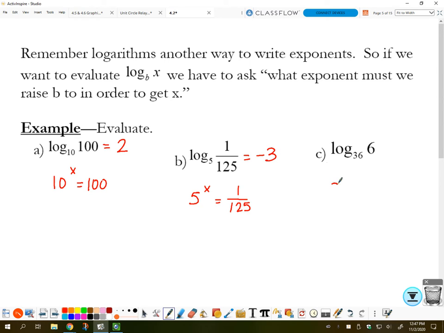Alright, for the last one, we're saying 36 to what power is 6? Well, the relationship there is you want to take the square root of 36 to get 6. And remember that square root as an exponent is 1/2.